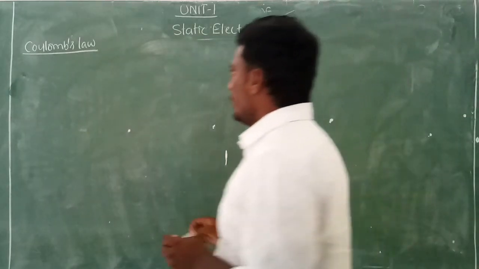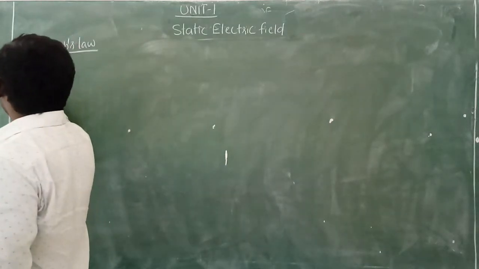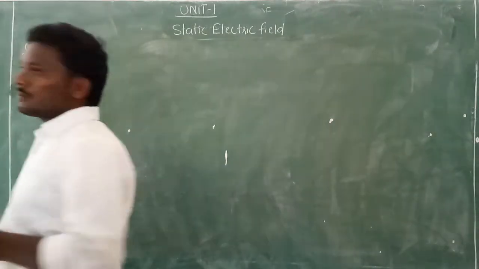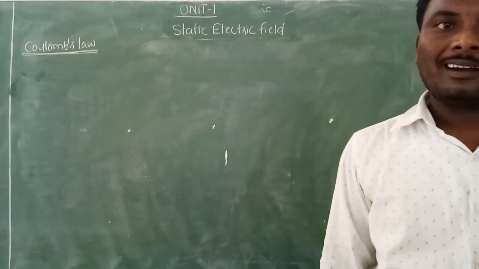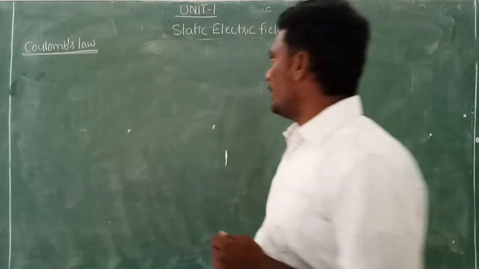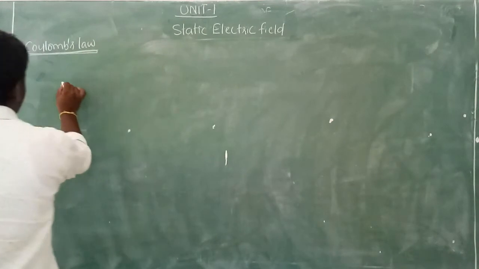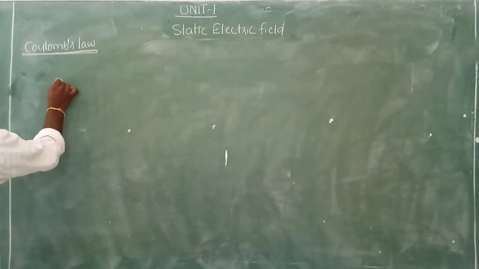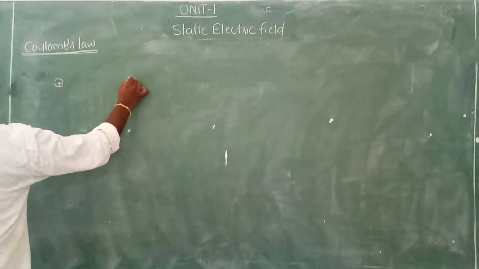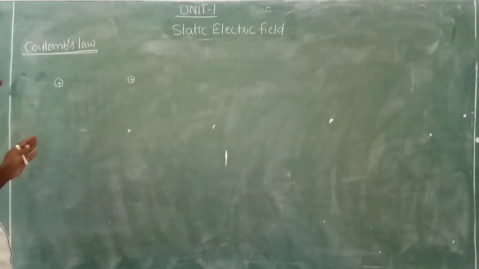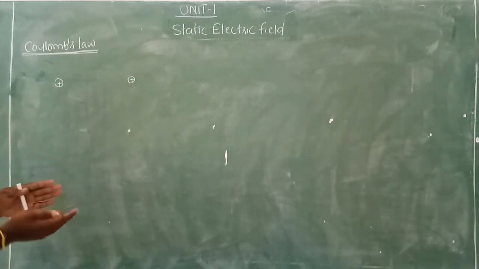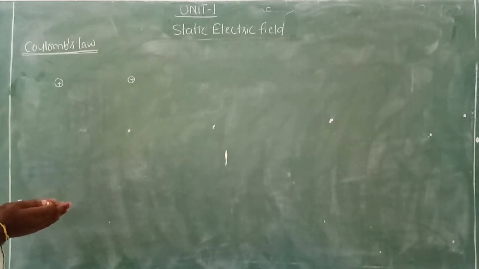According to Coulomb, he has given the expression for the force of attraction or force of repulsion between two electric charges. Suppose you take two similar charges, a positive charge and a positive charge. If you bring these two positive charges nearer to each other, what will happen? A force of repulsion exists between the two charges.